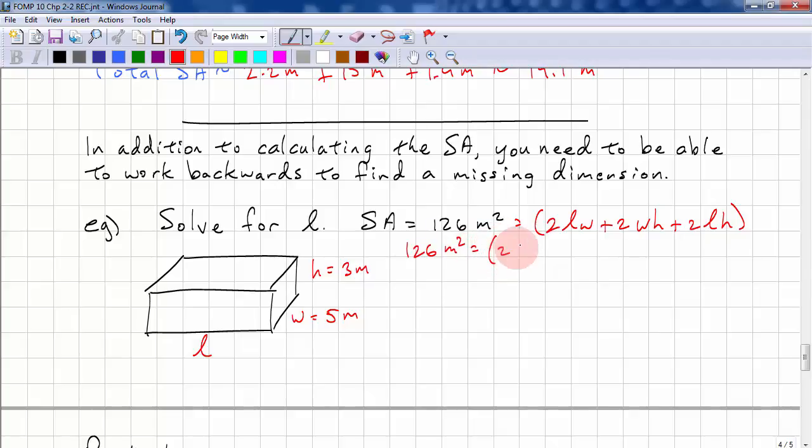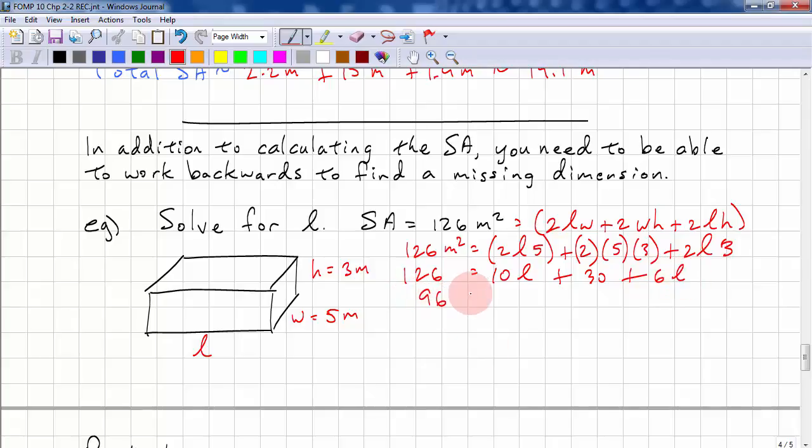equals 2, we don't know what L is, and W is 5, plus 2, W is 5, and H is 3, plus 2, we don't know what L is, and H is 3. We'll just leave the units out. We know it's meters squared. This is 10L, plus 10 times 3 is 30, plus 6L.